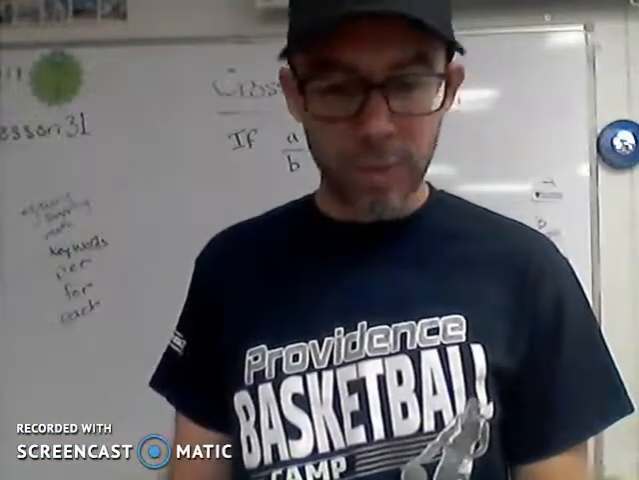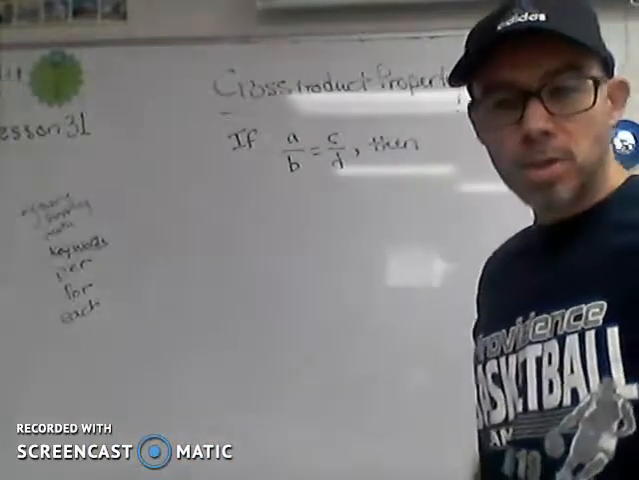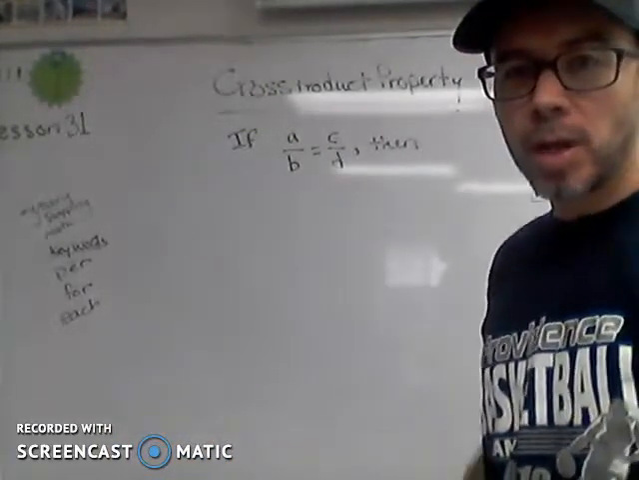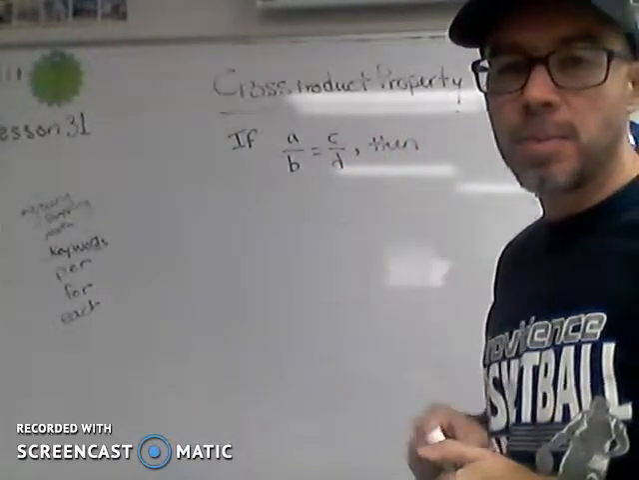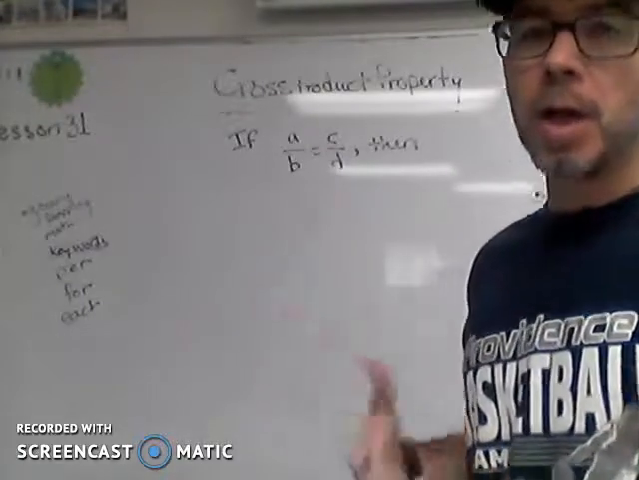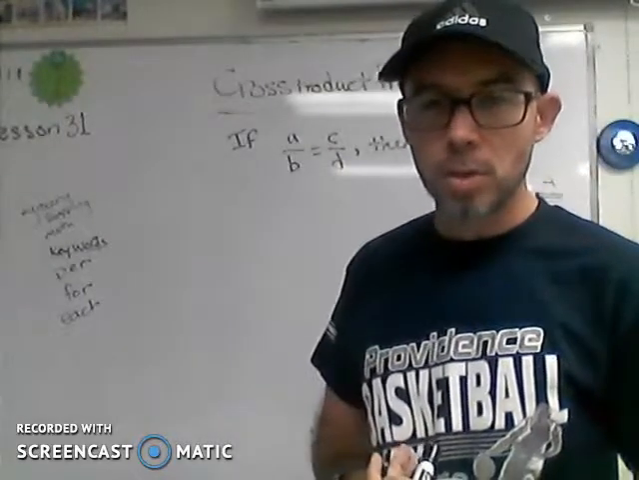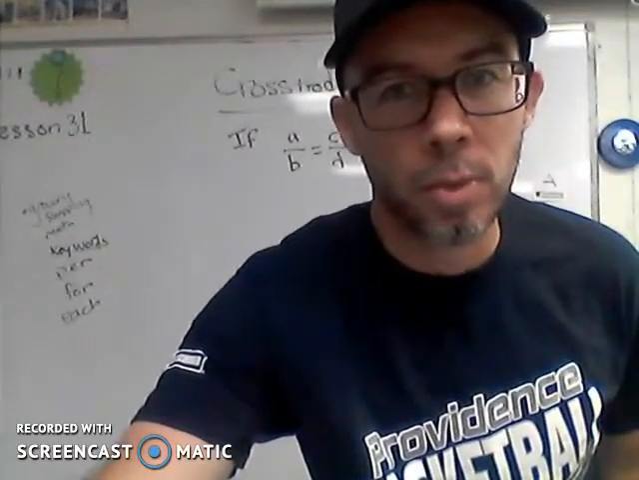I got my sticky notes ready. Success time. Here it is. You can see it in your book, but let's do it this way. You got your cross product property. It's an if-then statement, and it basically is just a very, very common operation that you're going to do in math with things, especially like ratios and whatnot.